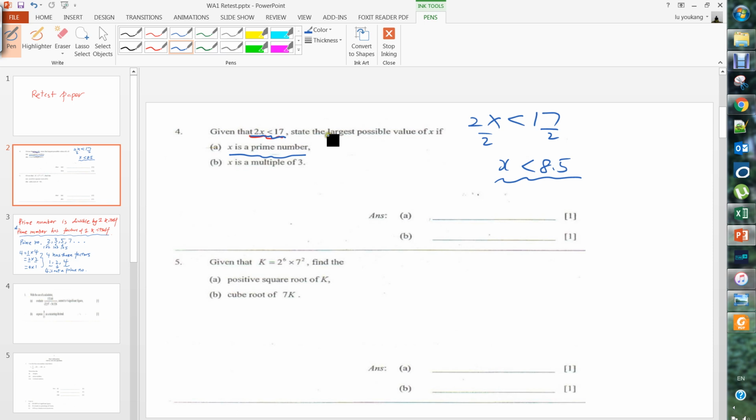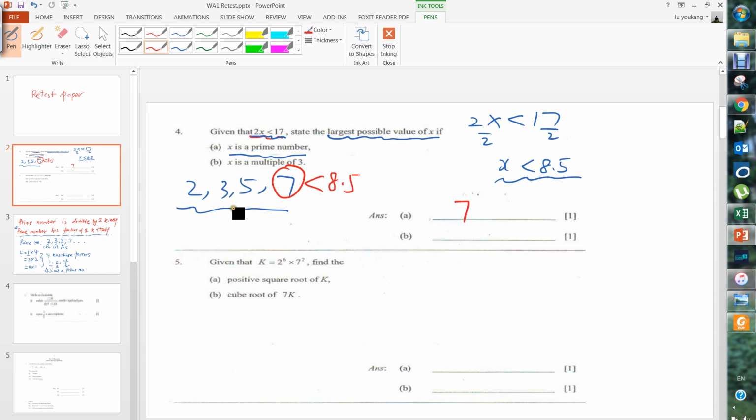And the largest possible value of x, if x is a prime number, so let's start from the first prime numbers: 2, 3, 5, 7. So among these 4, which is smaller than 8.5 and the largest? So clearly the largest is 7, right? And then it is also smaller than 8.5, right? So therefore 7 is the answer.